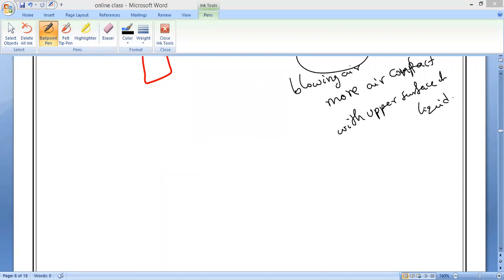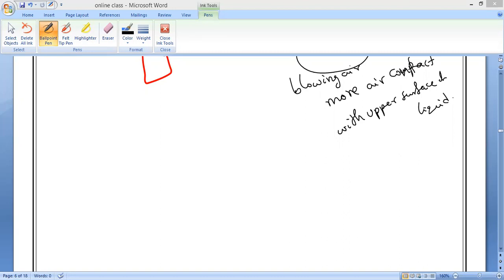Please, all of you write it. Rate of evaporation increases by increasing wind speed. So what will happen, Hari? The upper surface of the liquid will evaporate easily. So if it evaporates easily, will the temperature decrease or not? Yes or no? That is what.